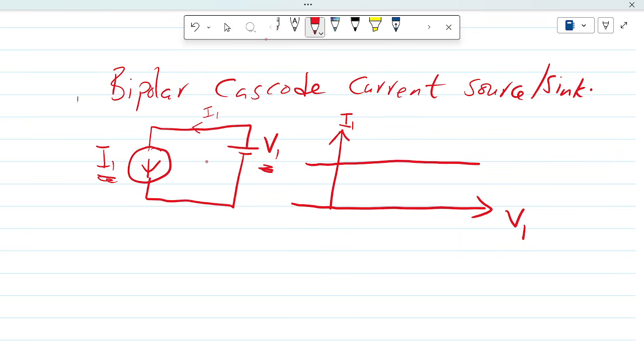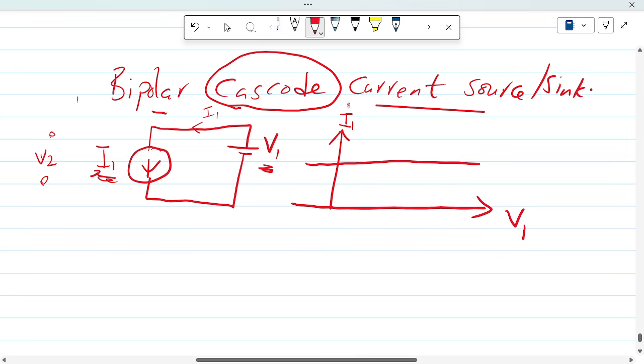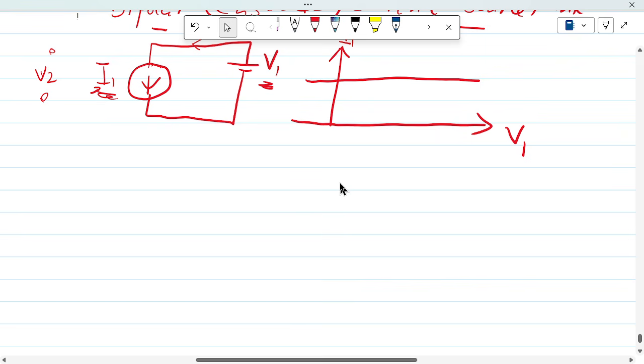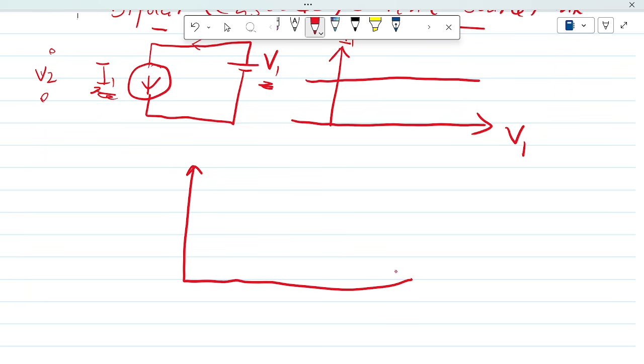Okay, so we've already studied the transistor as a voltage controlled current source, where the voltage somewhere else controls the value of I1. Here we are going to look at how to get the bipolar as a current source, and we'll look at what is meant by a cascode current source, and how we can make the bipolar a better current source.